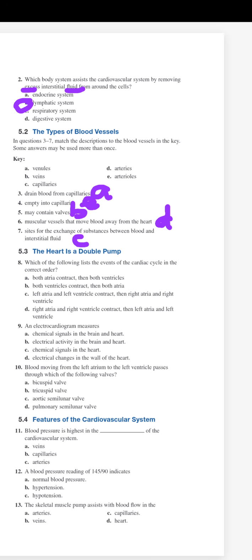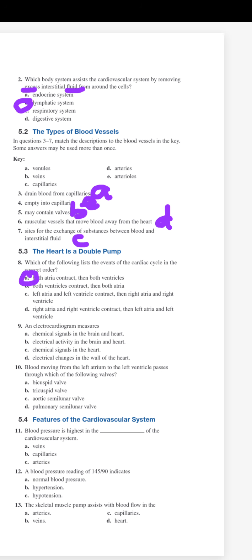Now coming to question number 8, which of the following lists the events of the cardiac cycle in the correct order? So the first thing that happens in the cardiac cycle is that the upper chambers, the atria, contract, then comes the ventricles. So both atria contract, then both ventricles. Yes, it's always from up to down.